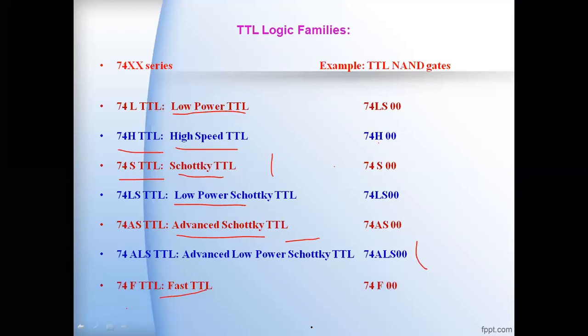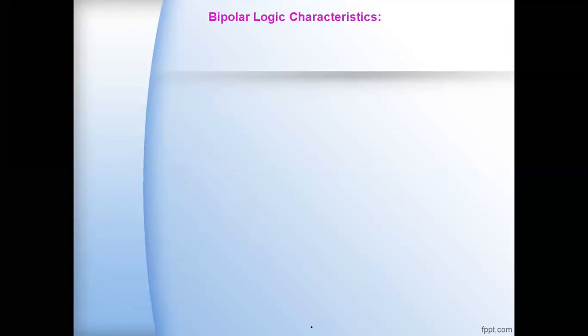And next, we will see the bipolar logic characteristics. Already we have discussed CMOS logic characteristics, static and dynamic characteristics. Similarly, for bipolar logic also, we will have static characteristics and dynamic characteristics. The static characteristics are the steady state characteristics. For today's session, we will discuss two characteristics and we will discuss the other characteristics in the next class.